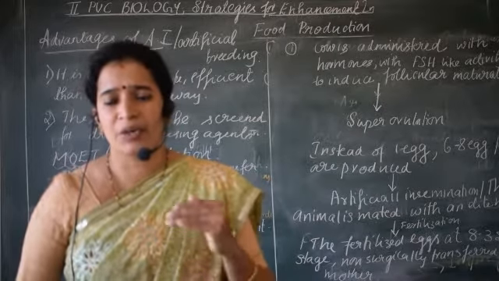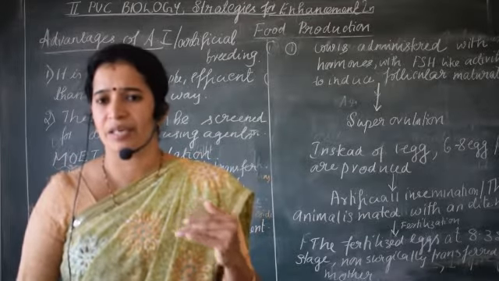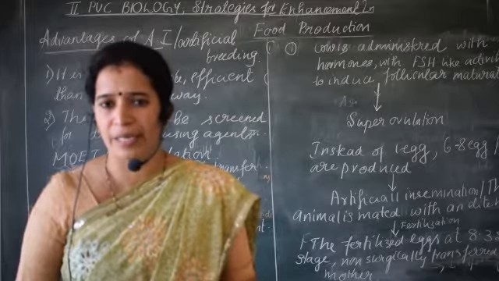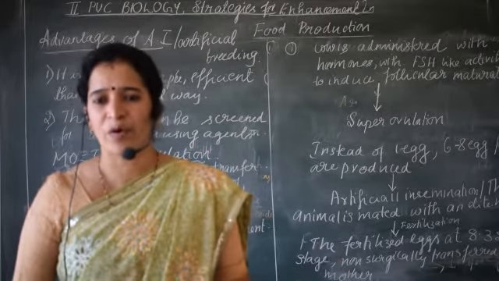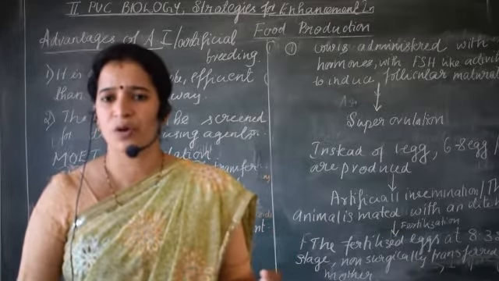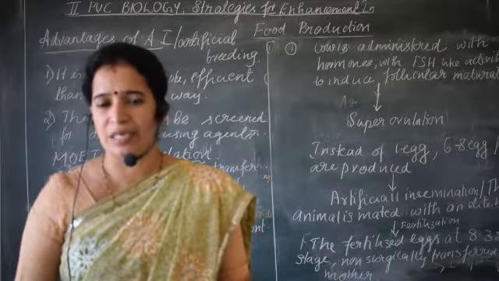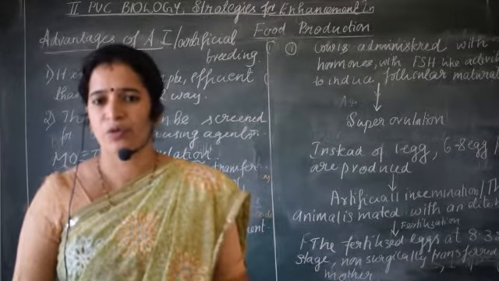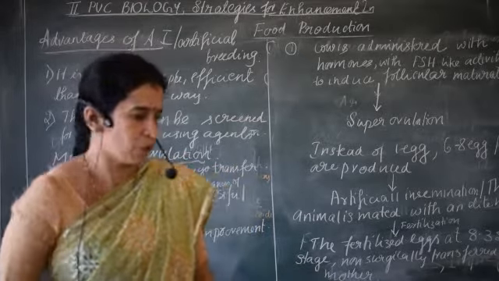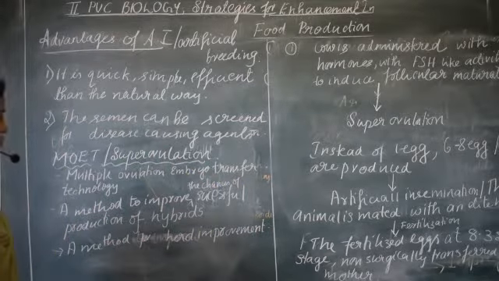Usually in the normal estrous cycle, as you have studied in the menstrual cycle, one ovum is released per cycle. If that one ovum is released and the chance of fertilization is low, there is no other ovum to fertilize in that period, and there is a loss of time also. We have to wait for another heat period for breeding the cow. To overcome that problem, this MOET technique is very useful.